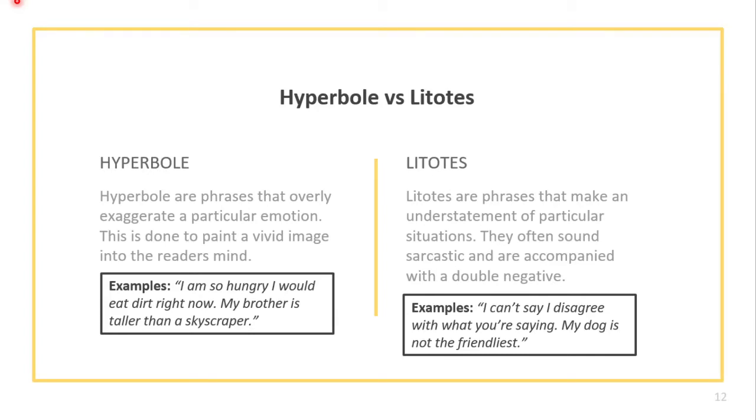Litotes, on the other hand, are phrases that make an understatement of particular situations. They are often sarcastic and are accompanied with a double negative. Examples include, I can't say I disagree with what you're saying, or my dog is not the friendliest.